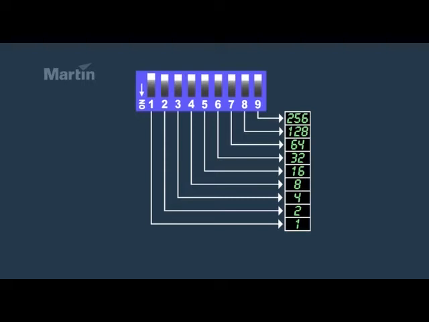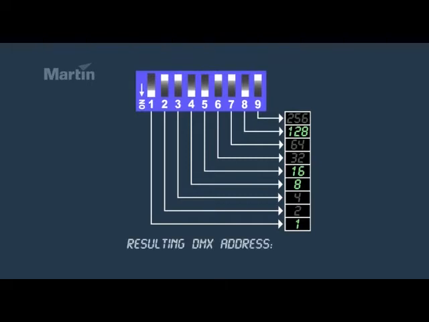Let's see an example of this in action. In this example, we set to on switches 1, 4, 5 and 8. Look at the corresponding decimal values, 1, 8, 16 and 128. Add them all together and the resulting DMX address is 153. Flip the switches and you alter the DMX address.